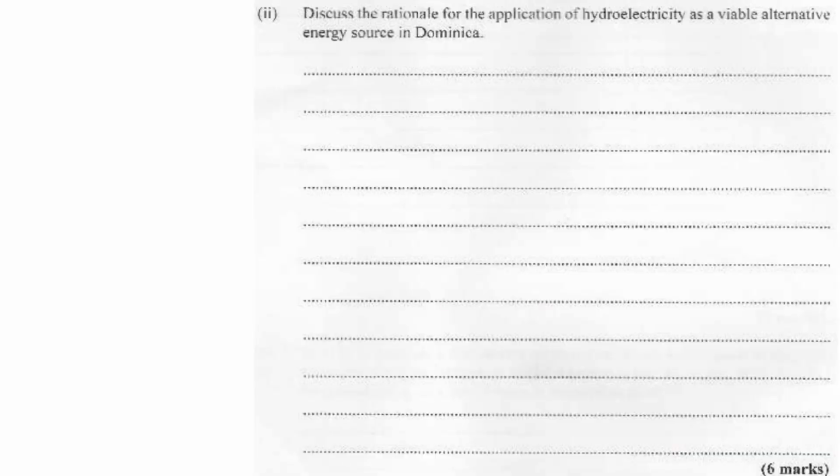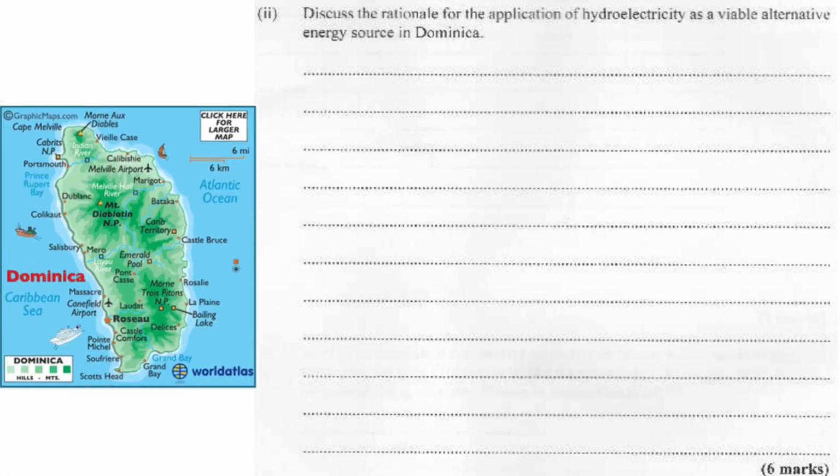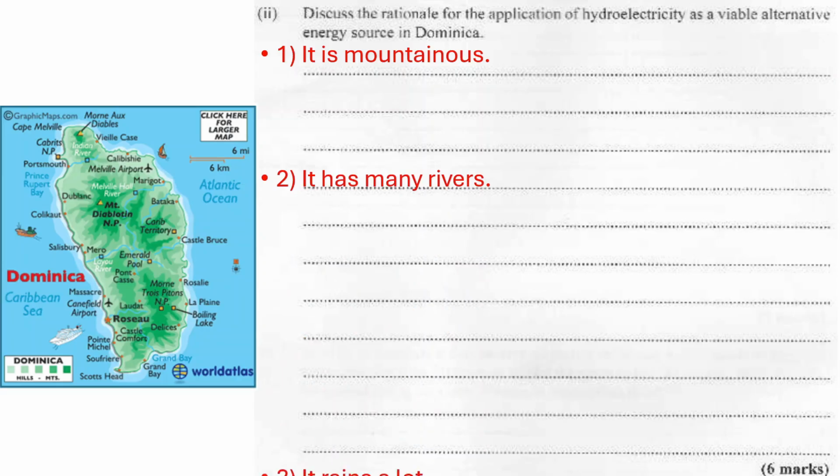Part 2. Discuss the rationale for the application of hydroelectricity as a viable alternative energy source in Dominica. So, there are some things you should know about Dominica. First of all, this is a map of Dominica. What do we notice about Dominica? Well, from the map, we can see that it is very mountainous and it has a lot of rivers. What you can't see from the map though, what you may know, is that it rains a lot in Dominica.